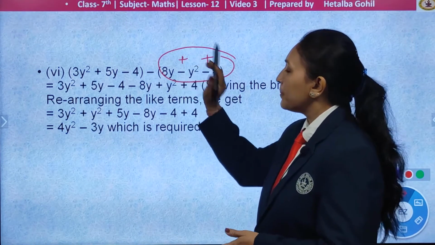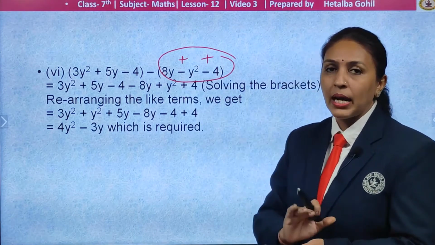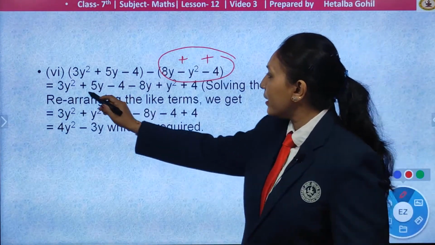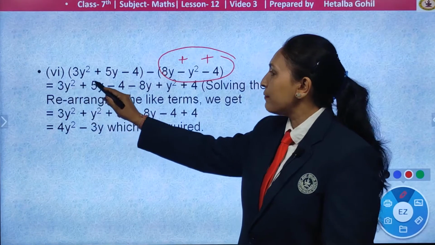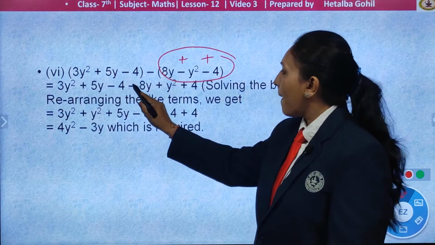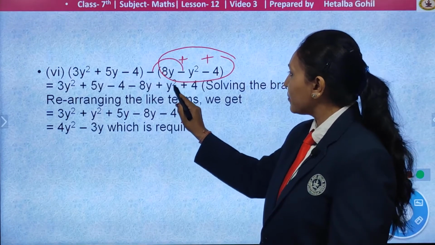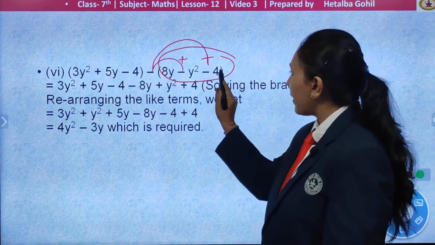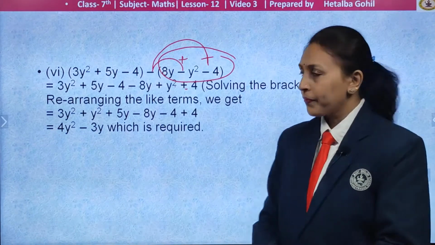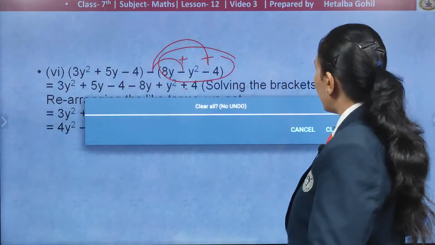If you have minus, it becomes plus. If it is plus, it becomes minus. So you can see here 3y square plus 5y minus 4 minus 8y. Here minus minus becomes plus y square. Again minus minus becomes plus 4. Okay, you can see that has been done.